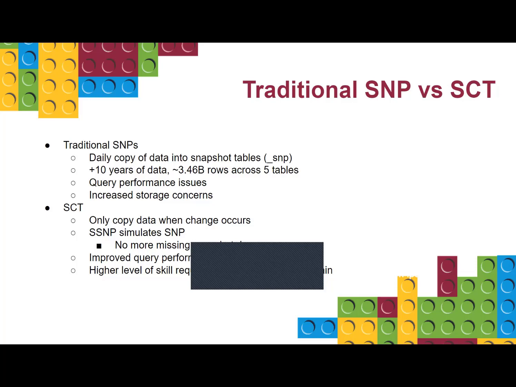So we have the traditional snapshots he was talking about, which is basically a blank copy of the raw data into snapshot tables. And the student profile snapshots have been around for over 10 years. In those 10 years, we've accumulated over 3.46 billion rows across those 5 tables. And especially in Oracle, that became very much a query performance issue where we had to create a subset of tables to just capture current or whatever people were most frequently reporting on. And obviously increased storage concerns.